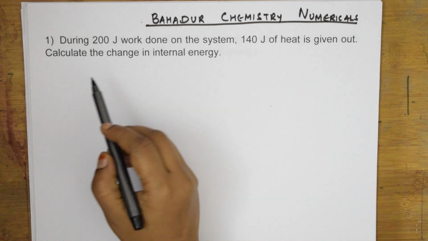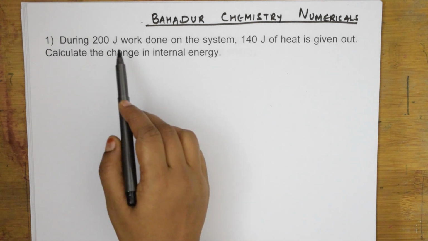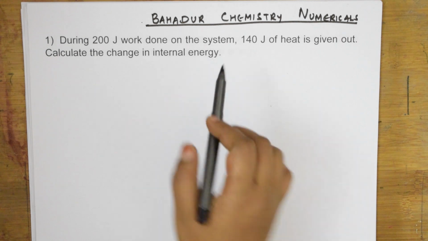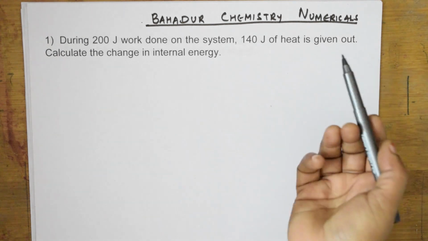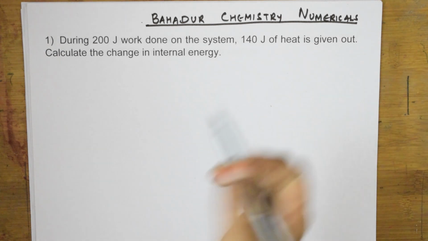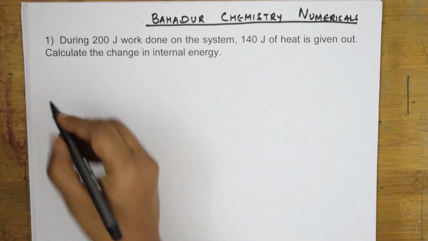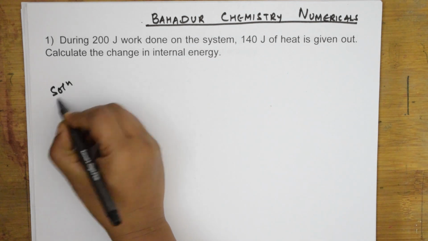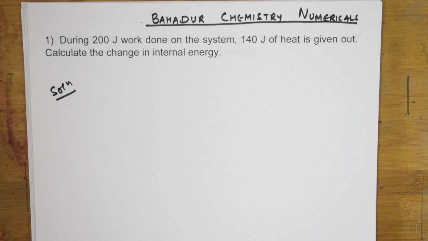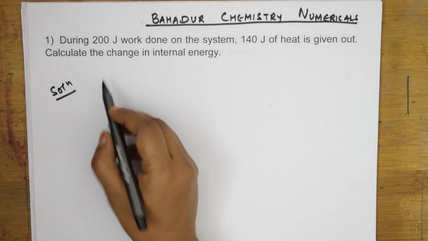The first question given is: during 200 joules work done on the system, 140 joules of heat is given out. Calculate the change in enthalpy. Simplest numerical, isn't it? Let's do it. We'll go gradually one after the other, slowly, but we'll cover everything. What data is given?